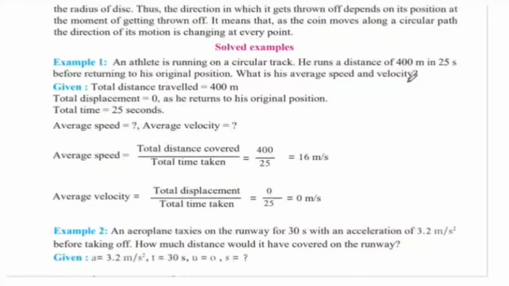As we had seen earlier, speed was equal to circumference upon time. So here the average speed will be the total distance covered upon the total time taken, which was 400 upon 25, which is equal to 16 meter per second. But the average velocity we are going to calculate using displacement. And since he returned to his original position, the displacement would be 0. And if in the numerator you have a 0, your answer would be 0.